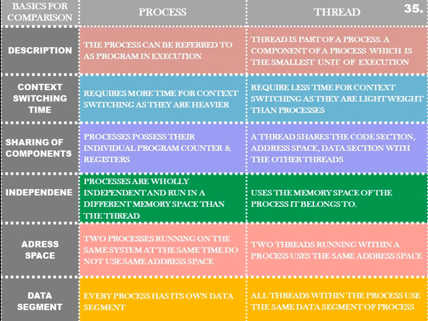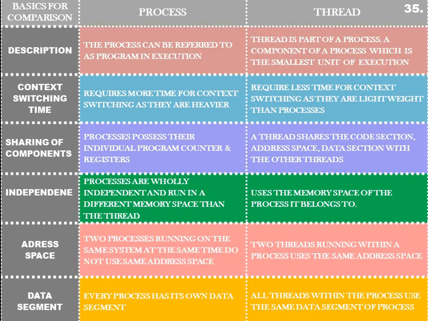Threads share their data with other threads, while a process does not share its data with other processes; a process individually and separately maintains its own things. Processes are wholly and completely independent and run in a different memory space than a thread. As we have already discussed, processes do not share their things with other processes.